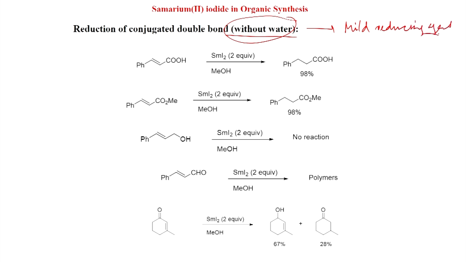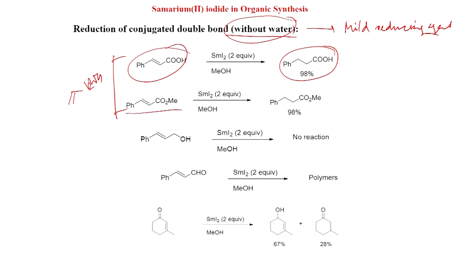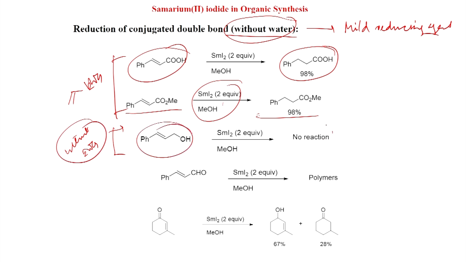And Kagan already showed earlier that the cinnamic acid double bond can be reduced. So, these are the EWG. So, if the olefin is connected with an EWG, then the double bond can be reduced. Just samarium iodide, 2 equivalents, methanol, you can get this. Without EWG, that is the cinnamyl alcohol, there is no reaction of the double bond. So, only a double bond which is conjugated with an electron withdrawing group will be reduced. Like cinnamyl alcohol, the reaction did not happen.